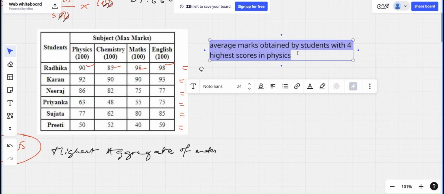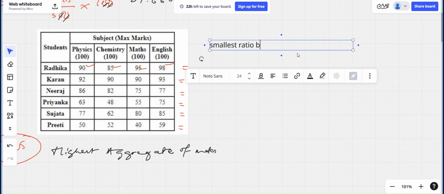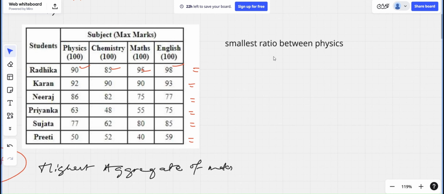which of the following pair of students has the smallest ratio between physics? Okay, so we already did this type of example. So let's see Radhika and Karan. Radhika and Karan is 90 is to 92. Okay, that is the first ratio. This is how to find the smallest ratio. Radhika and Karan is 90 to 92, and Karan and Neeraj is 92 is to 86.